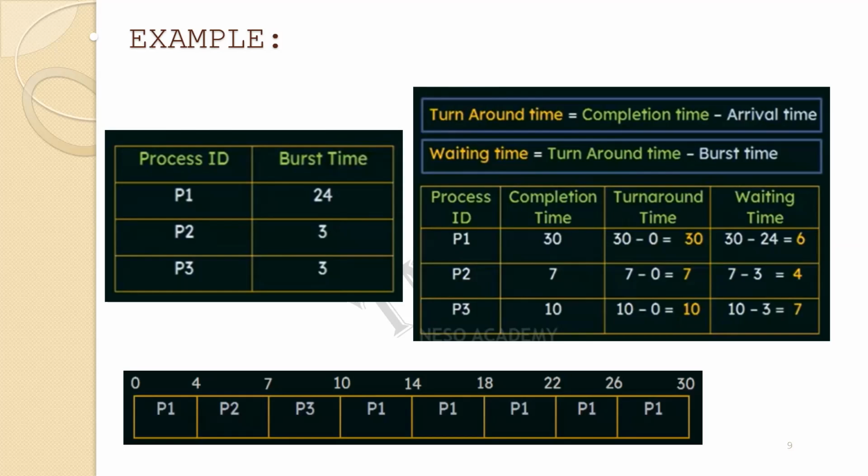Before that, we have to calculate the turnaround time. The turnaround time is calculated as the completion time minus the arrival time. The waiting time is calculated as the turnaround time minus the burst time. The waiting time for P1 is 6 milliseconds, for P2 is 4 milliseconds, and for P3 is 7 milliseconds.